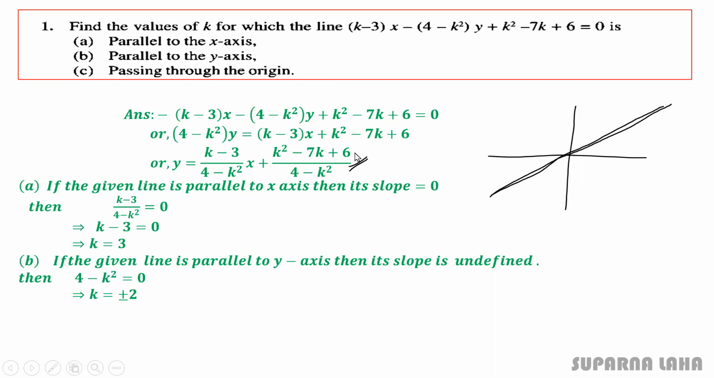You can do this, or you can choose that this given line equation is passing through the origin. That means it will satisfy the condition. That means in place of x and y, you can put 0, 0. That condition also you can use, and you can find the value of k such that it is passing through the origin. Okay, so moving to the next question.